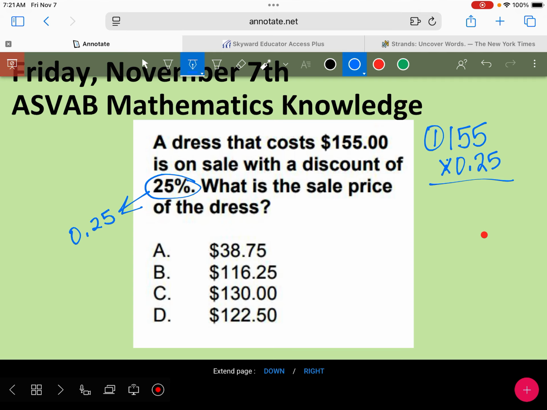Oh. Okay, so what did you all get? I'm assuming $38.75. Is that what you all got? All right, but that's not the cost, though. What we have to do is subtract that amount. That's how much money they're going to take away. So to figure out how much you have to pay, you would take the 155 minus $38.75.